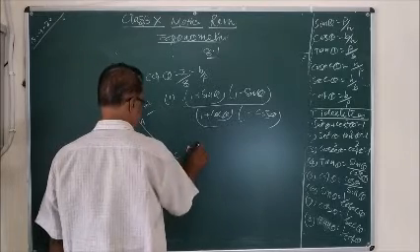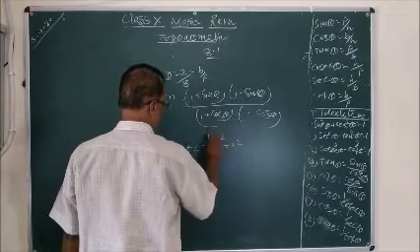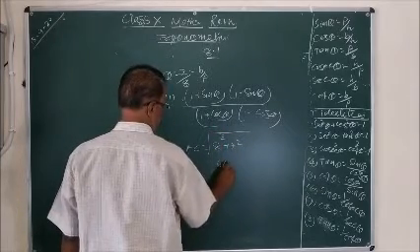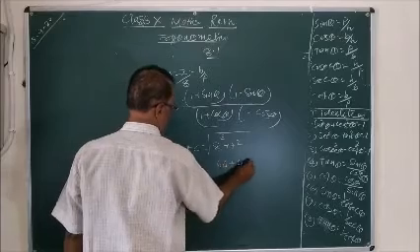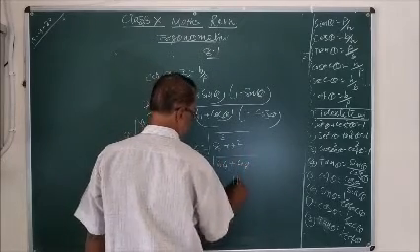AC is equal to under root of 8 square plus 7 square. 8 square is 64, 7 square is 49. And now you see this is under root 113.